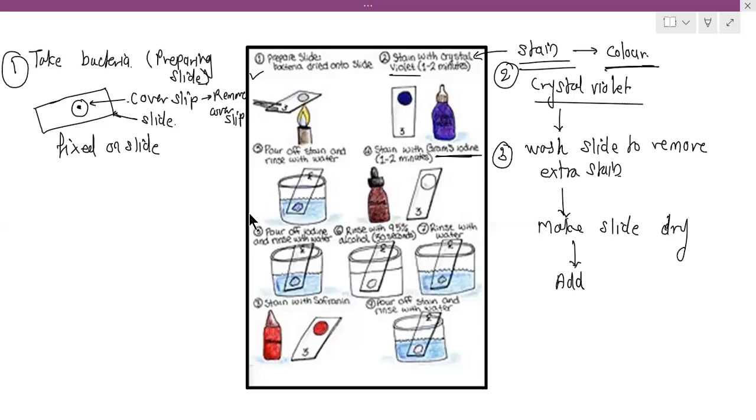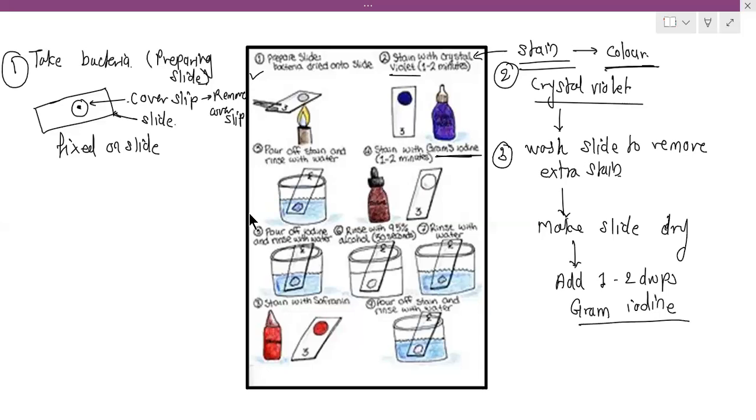Add 1 to 2 drops of something called Gram iodine. This person gave his own name for that. Basically, we are adding iodine. Now, iodine is something called a mordant.